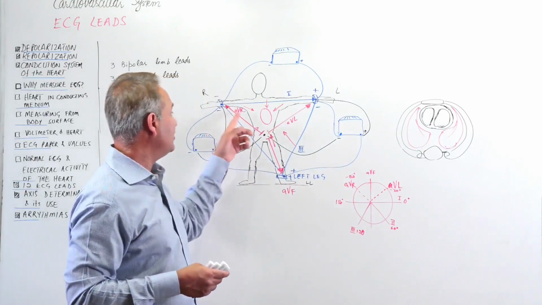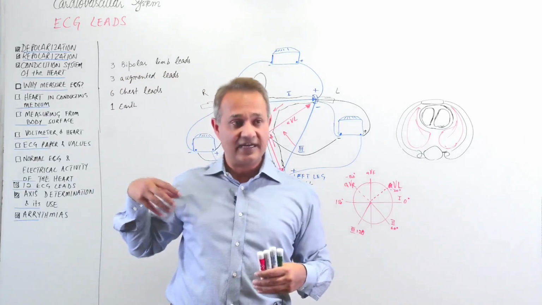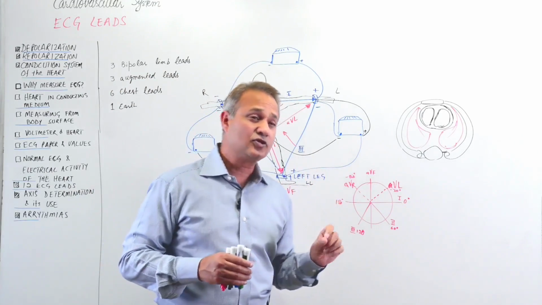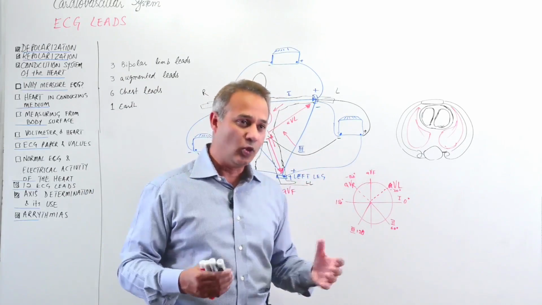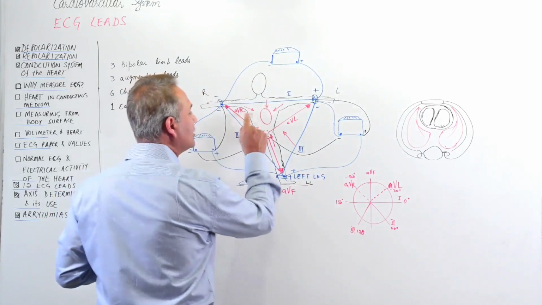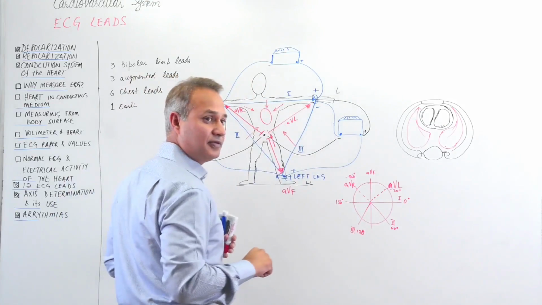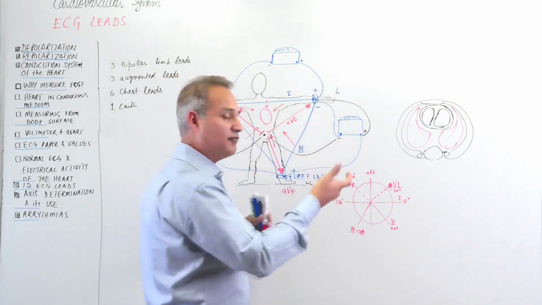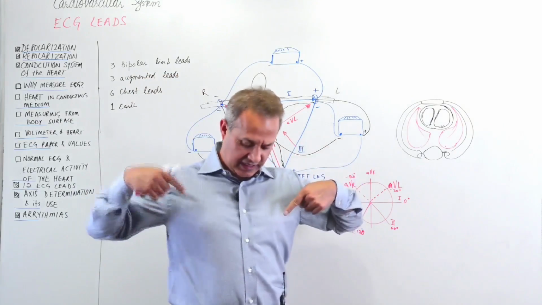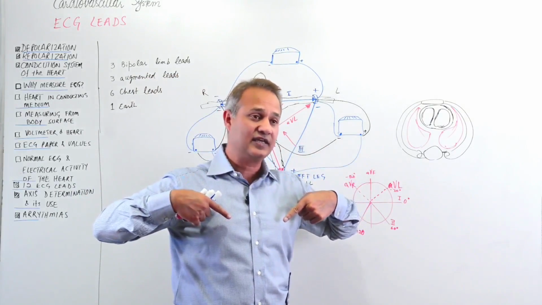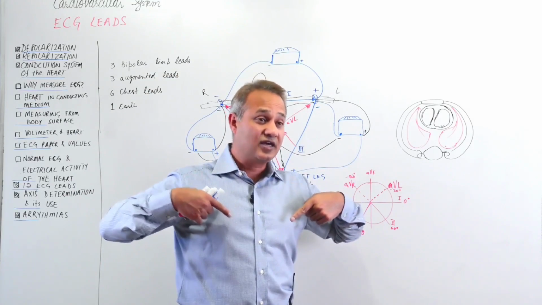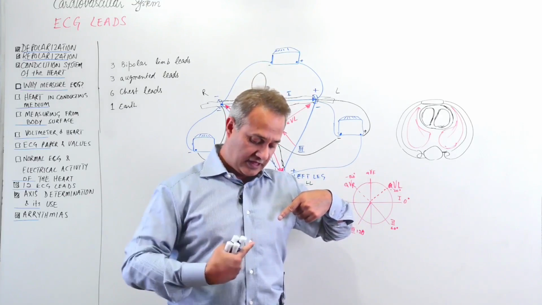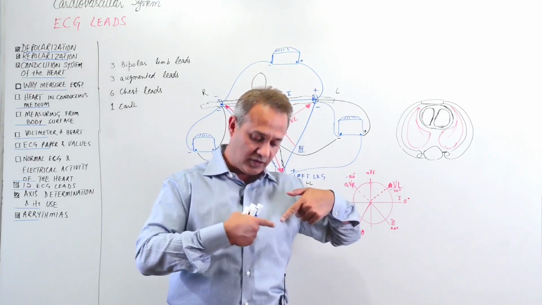How about the lead AVR? It looks at the heart from the right lateral side. It is also called a lone lead. It is also called a forgotten lead. Why? Because AVR is the opposite of AVL. So if you really want to extrapolate what AVR should look like, take the AVL and invert it. Because one is seeing from here and the other is seeing from here. They're seeing the same exact thing. The only difference is that the electrical current they see will be the reverse of each other. So if the current is going this way, then this is going to see it as positive, but this is going to see it as negative.